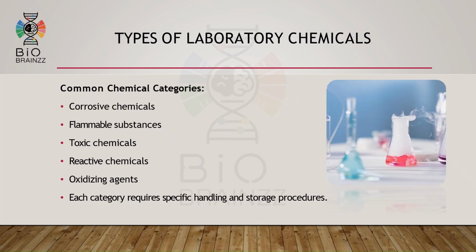Laboratory chemicals are classified into different categories based on their properties and hazards. Corrosive chemicals can damage skin and surfaces. Flammable substances can easily catch fire. Toxic chemicals may affect human health if inhaled or consumed. Reactive chemicals may react with other substances. Oxidizing agents can increase the intensity of fire. Each type of chemical requires specific storage and handling procedures for safety.